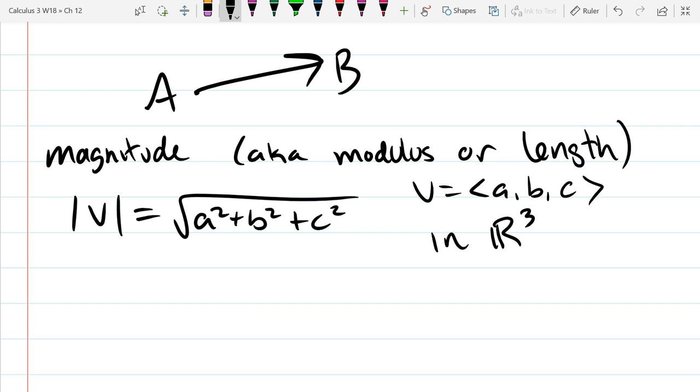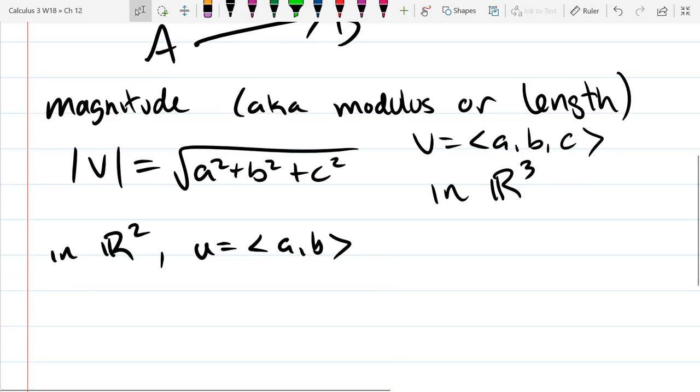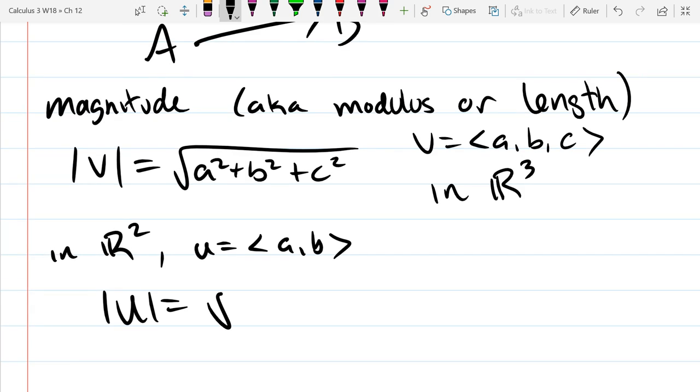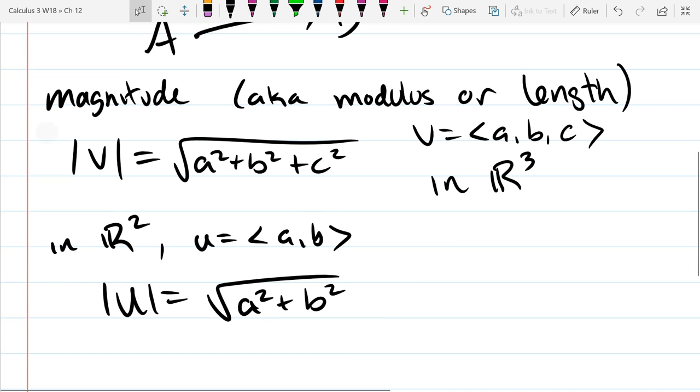And of course, back in two dimensions, in R2, we'll go with u. So if u is in R2, there's only two coordinates, a and b. So the magnitude of u is just the square root of a squared plus b squared.